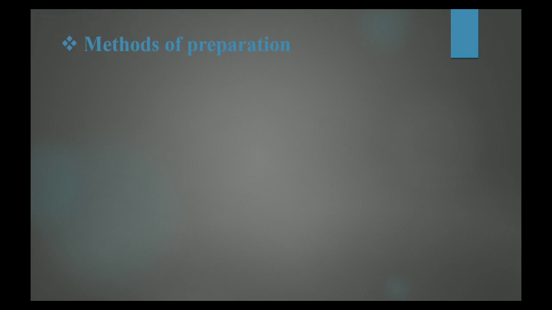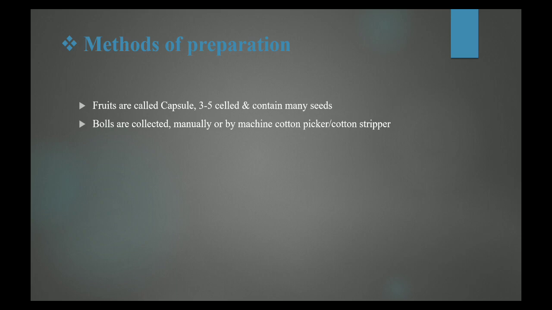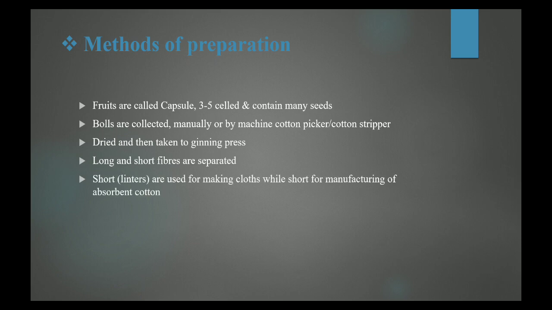Methods of preparation of cotton. Fruits are called capsules, 3-5 celled, and contain many seeds. Bolls are collected manually or by machine, cotton picker, cotton stripper. Dried and then taken to the ginning press. Long and short fibers are separated. Long fibers are used for making cloth, while short linters are used for manufacturing absorbent cotton.